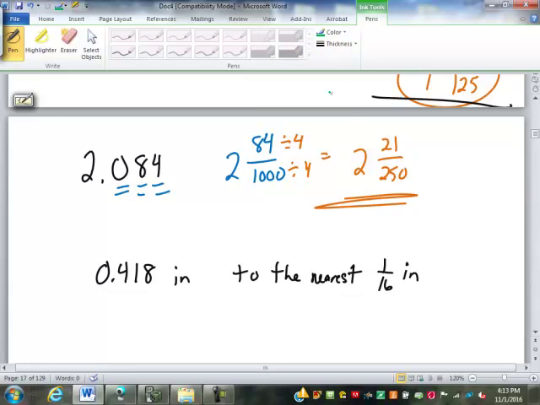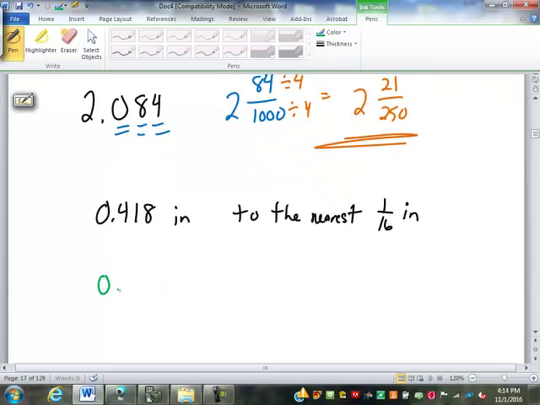The way we would do that is we would take 0.418 and put it over 1. It's now a fraction. Now notice the decimal point's still there. I didn't change it to thousandths or anything like that. It's just 0.418 over 1. Simplest way I could possibly turn it into a fraction.